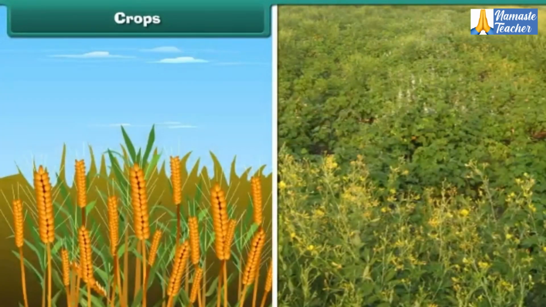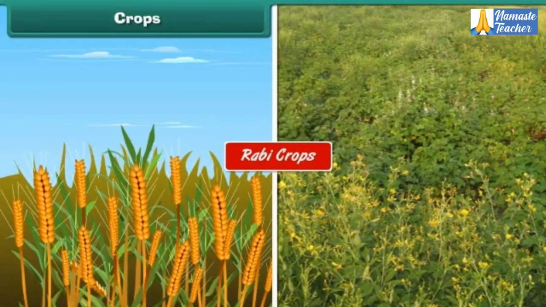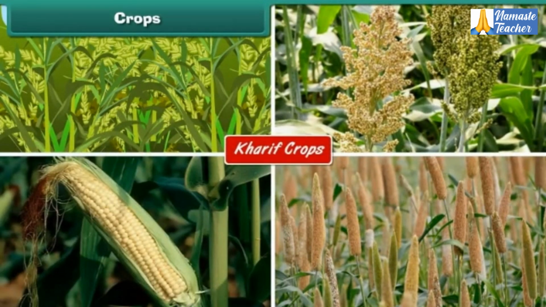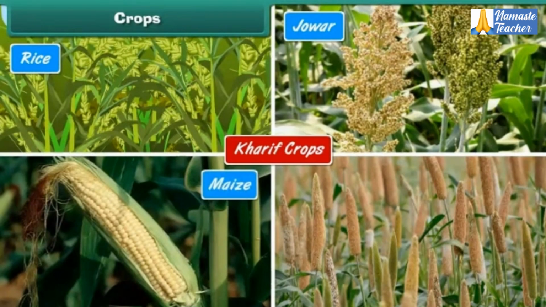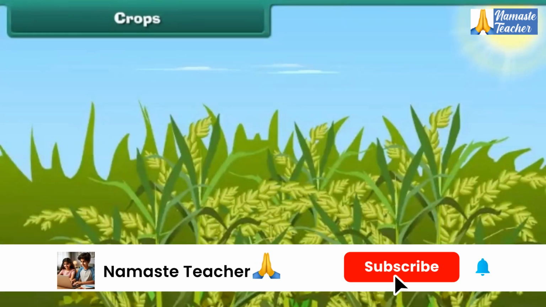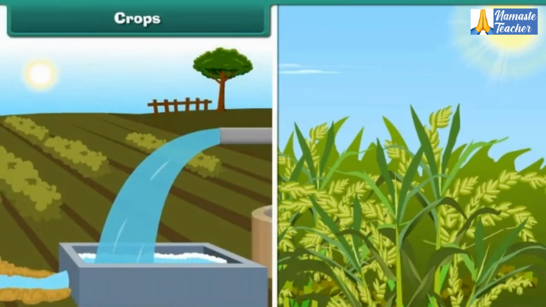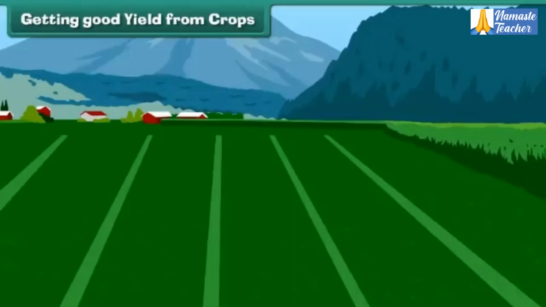The crops which are grown in winter season are called rabi crops, example, wheat and gram. The crops which are grown in summer are called kharif crops. Example, rice, jowar, maize, bajra. Different types of crops require different amounts of sunlight, water, air, and type of soil.